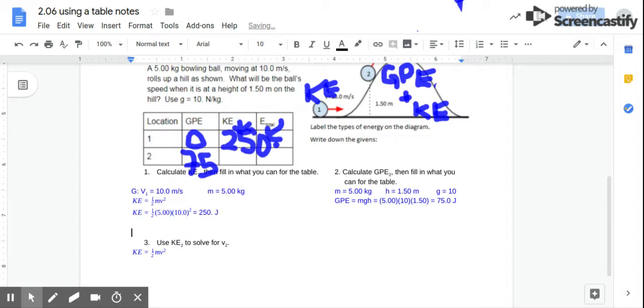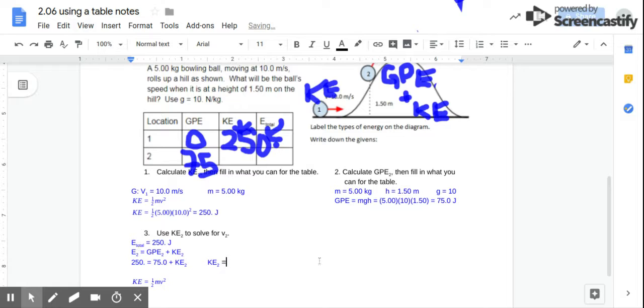Alrighty, so we're going to go down to the last one. All right, so use KE2 to solve for v2. So we know that E total, I'm just going to do it down here, is equal to 250 dot joules. Okay, so we know that E2 is equal to GPE2 plus KE2. So we're just going to solve this real quick. We're going to say 250 dot equals 75.0 plus KE2.